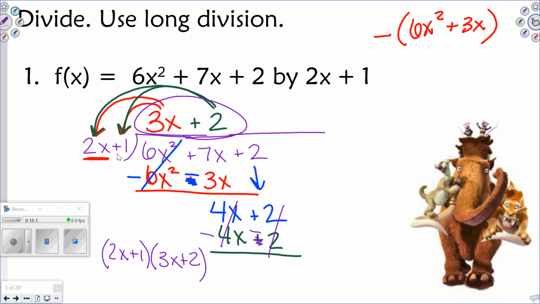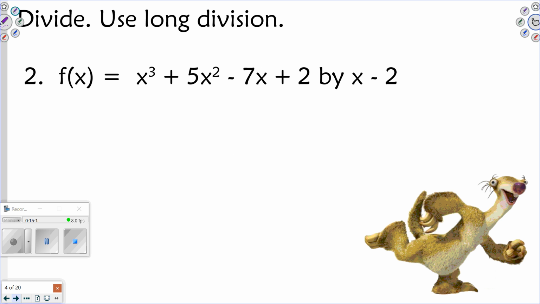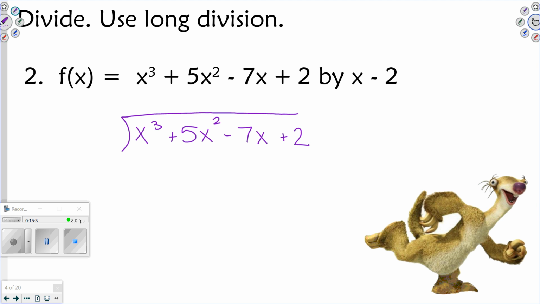All right, let's try another one. We're going to do a bunch of these today. This is the goal for today. It's just long division. So we're going to do a few more together before I let you go for a minute. All right, so let's set it up first: x cubed plus 5x squared minus 7x plus 2 divided by x minus 2.